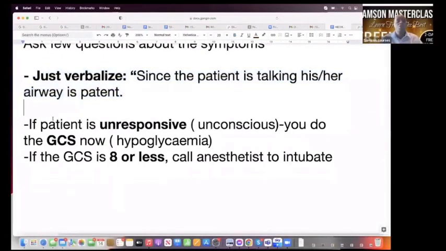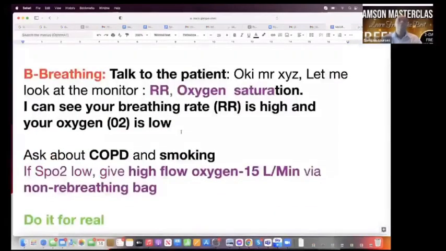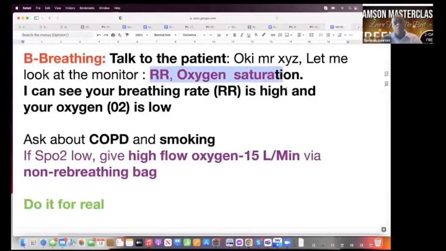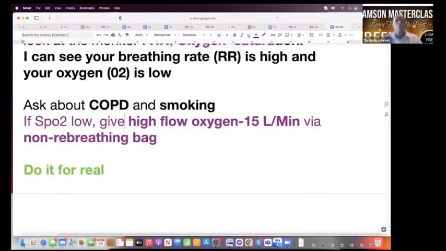If there's no response, I need to assess the GCS of the patient. GCS 8 or less, you call the anesthetist. A is done. B, look at respiratory and oxygen. Oxygen is low. Do you smoke? No. Give high flow oxygen.